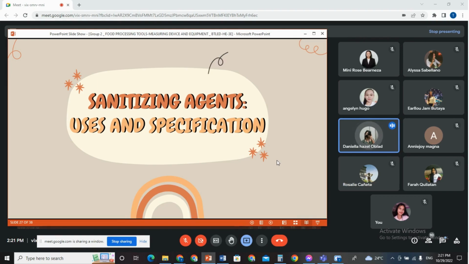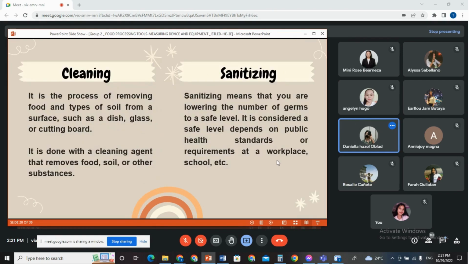Sanitizing agents, uses and specification. Cleaning is the process of removing food and types of soil from a surface such as a dish, glass, or cutting board. It is done with a cleaning agent that removes food, soil, or other substances. Sanitizing means that you are lowering the number of germs to a safe level. What is considered a safe level depends on public health standards or requirements at a workplace or a school.